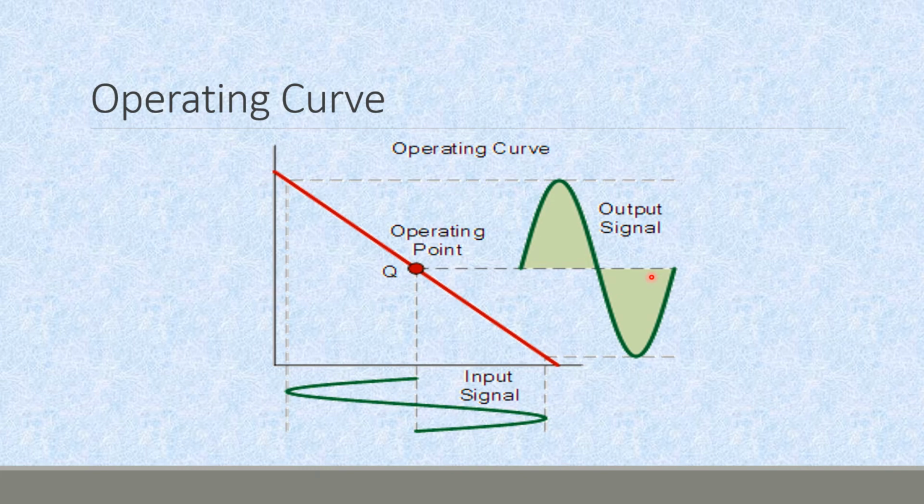And to achieve high linearity and gain, the output stage of the Class A amplifier is biased on, that is, conducting all the time. And the zero signal idle current in the output stage is equal to or greater than the maximum load current required to produce the largest output signal. So this is all about the operating curve in Class A amplifier.